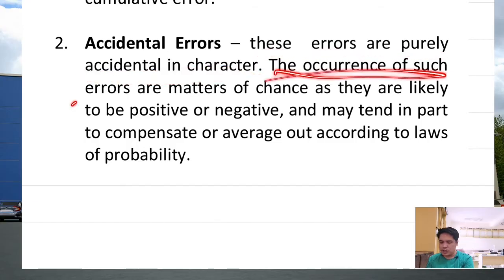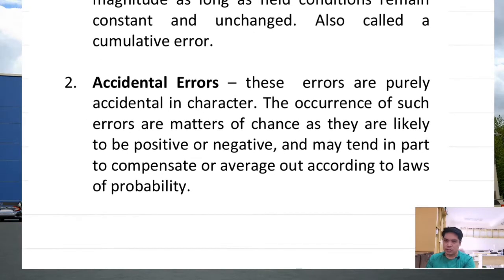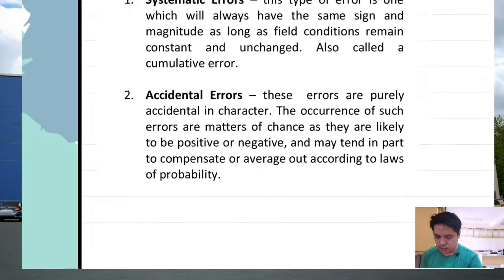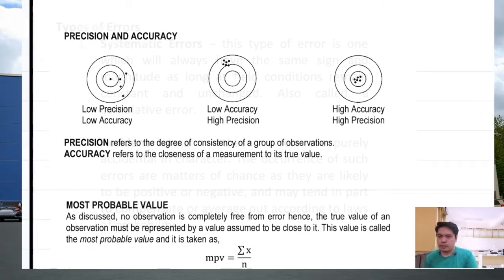The occurrence of such errors are matters of chance as they are likely to be positive or negative and may tend in part to compensate. Okay? So pwedeng ma-cancel out lang siya. For example, at one point the tape is stretched too much, so that would be too long, and at another point the tape is medyo nagsag siya, then ma-compensate lang siya yung kaninang measurement mo na too long. Okay? So that is about the types of errors.